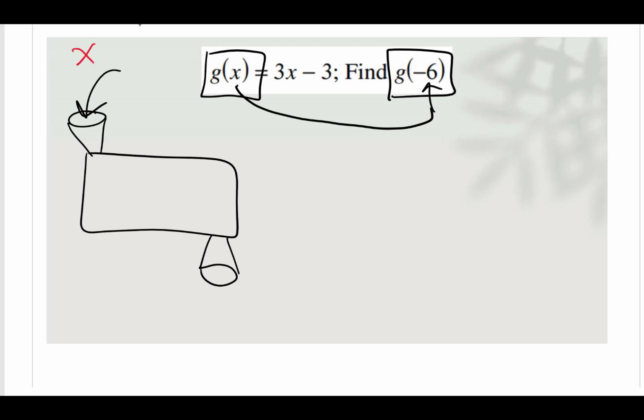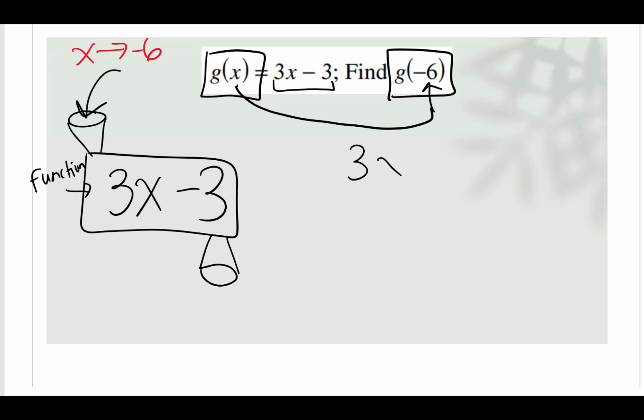So for x, we're changing x for -6. The function goes right here. So this is where the function goes. So the function is 3x minus 3. It's this part. So if we write it over here, we're going to copy the 3 below.